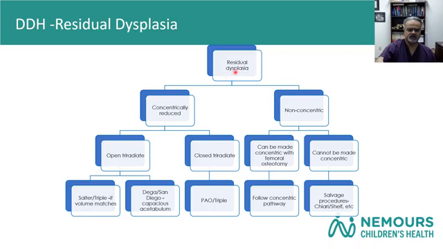So looking at residual dysplasia, either the hip is concentrically reduced or it's not. If it can be made concentrically reduced, then we look at whether the triradiate is open or closed. If it's open and the volume matches, then you end up with a Salter or a triple. If there is a mismatch for a capacious acetabulum, then you end up with a Dega or a San Diego type procedure. For closed triradiate cartilages, oftentimes you end up with a PAO or a triple. For hips that are non-concentric and cannot be made concentric is where we end up using salvage procedures such as the Chiari or the Shelf.